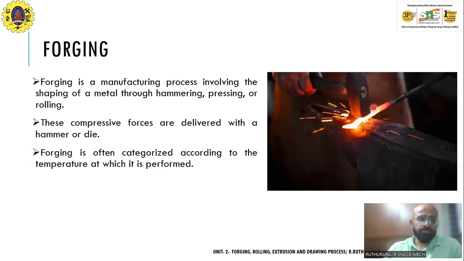So forging, based on the temperature, is classified into two types. One is hot forging and another one is cold forging. So hot forging is obviously done above the recrystallization temperature as this image indicates. Cold forging is done below recrystallization temperature. So most of the forging process predominantly involves hot forging only. So here compressive force is used to reshape the material.